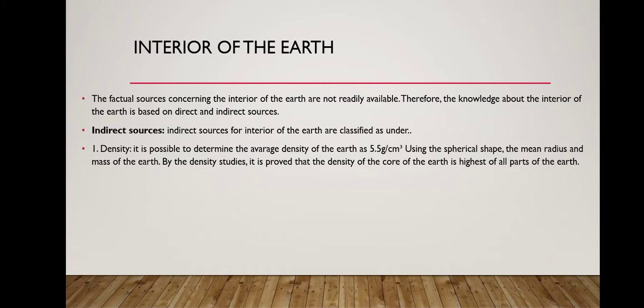Number 1, that is density. It is possible to determine the average density of the earth as 5.5 gram per cubic centimeter using the spherical shape, the mean radius, and the mass of the earth. By density studies, it is proved that the density of the core of the earth is the highest of all parts of the earth.